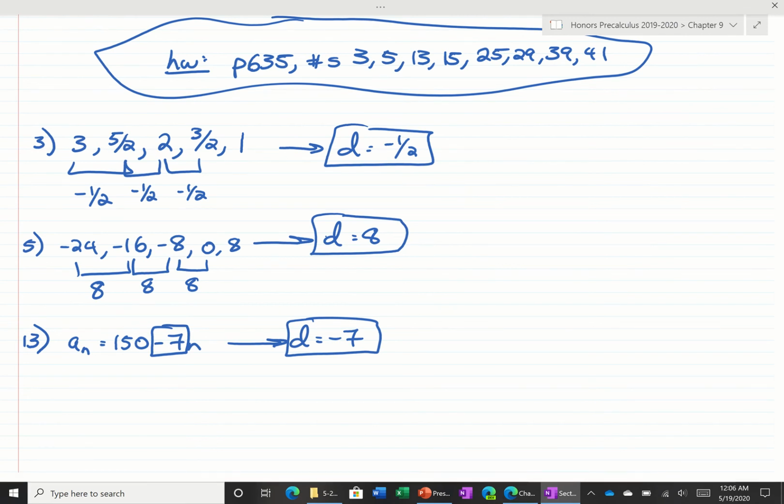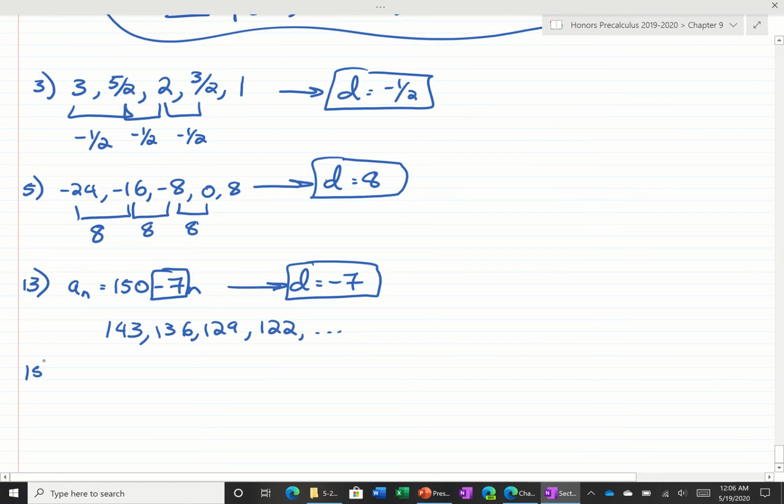Alright, what else here? So the first term would be 143, and we would have 136, 129, 122, and that just keeps going on and on. All right, let's try number 15.